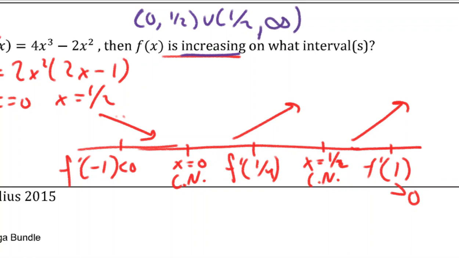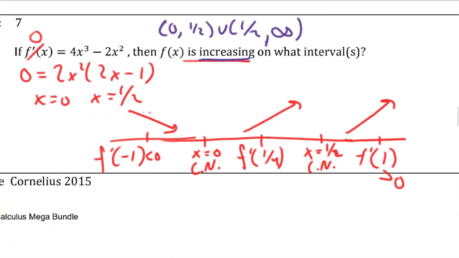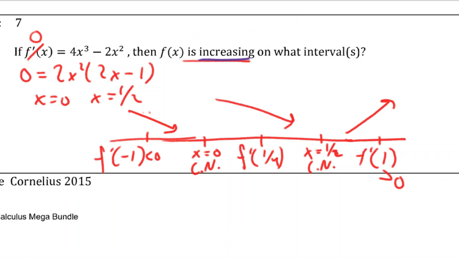If you plug 1/4 into the derivative, isn't it negative? If I plug in a fourth here, that's positive. If I plug in a fourth here, that would be negative. You're right. Yeah, sorry. That would be negative. So the only increasing time was 1/2 to infinity. Okay.